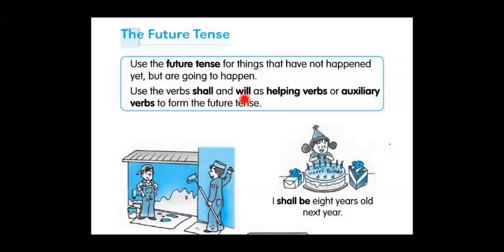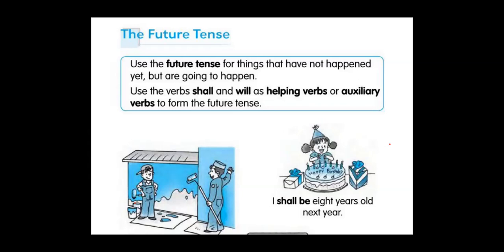Use the verbs shall and will as helping verbs or auxiliary verbs to form the future tense. So, in future tense, what helping verbs are used? Shall and will. Very good. Whereas in past tense, which helping verbs do we use? Was and were. Yes, was and were.